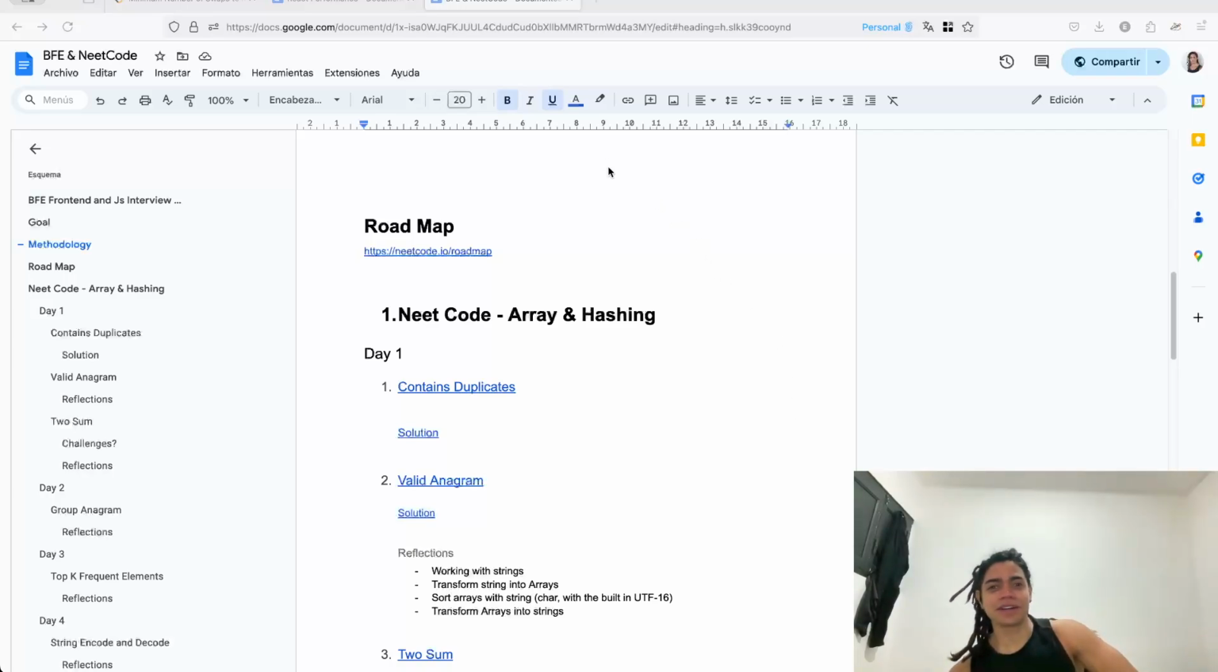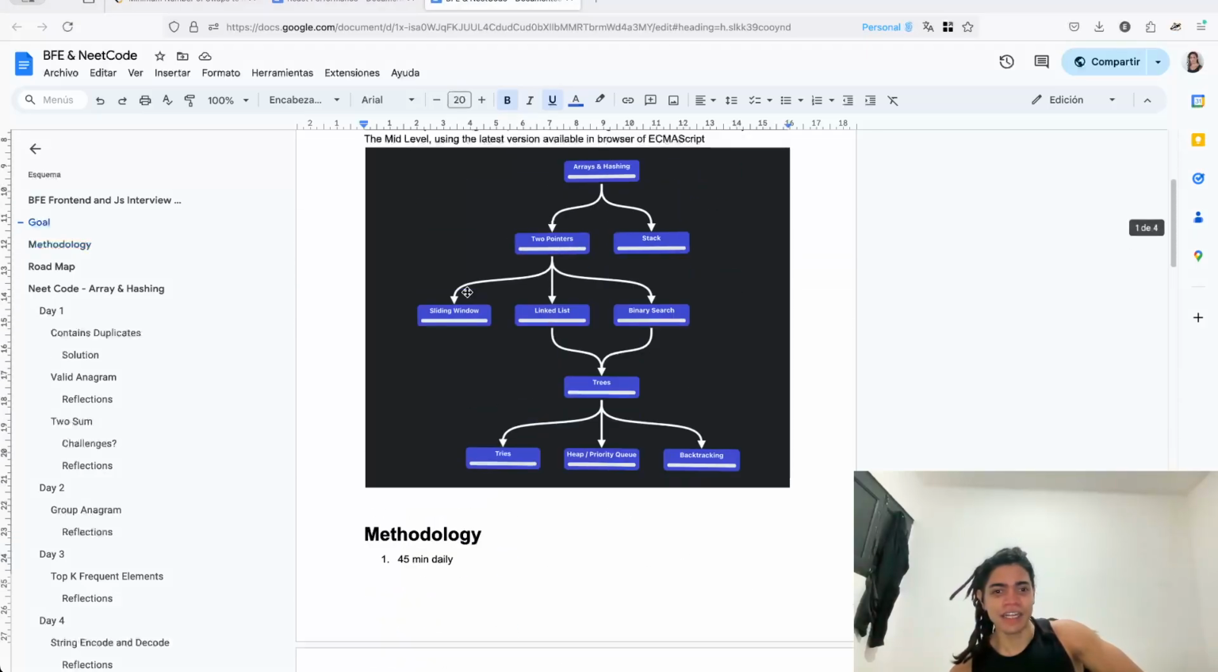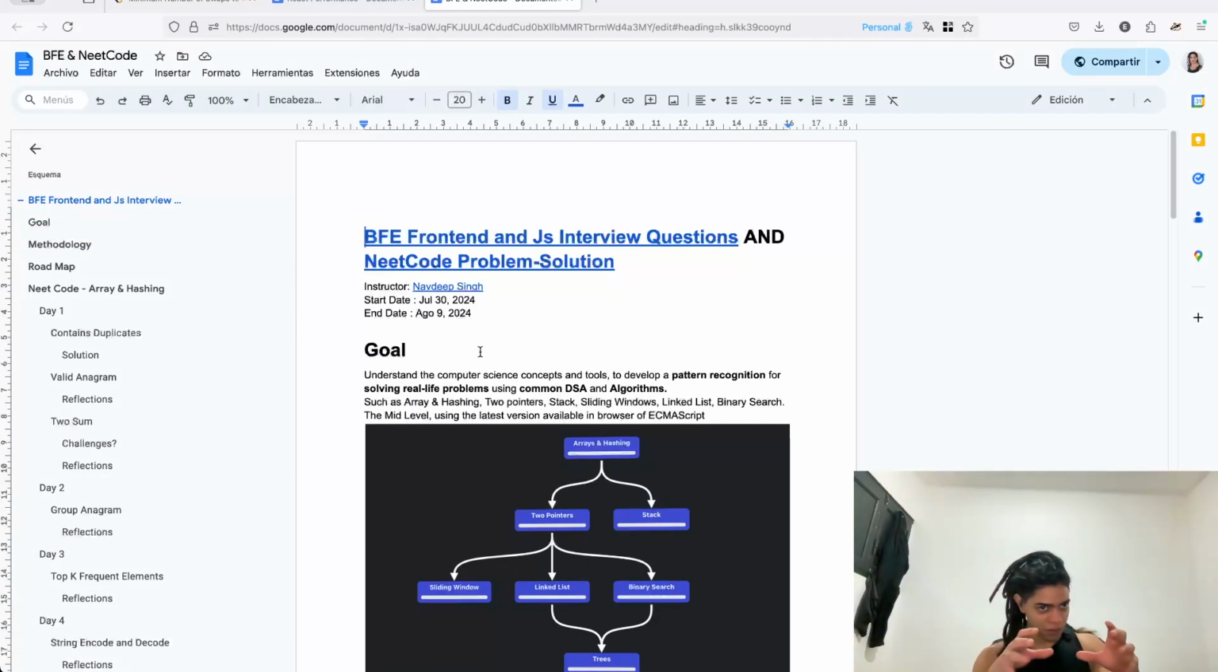Today's video, what we're going to talk about is the NeetCode roadmap as a way to develop a sense of how we can recognize the patterns when it comes to using these particular tools, data structures and algorithms, as a way to solve real life problems. And that's the entire goal of this series of videos.